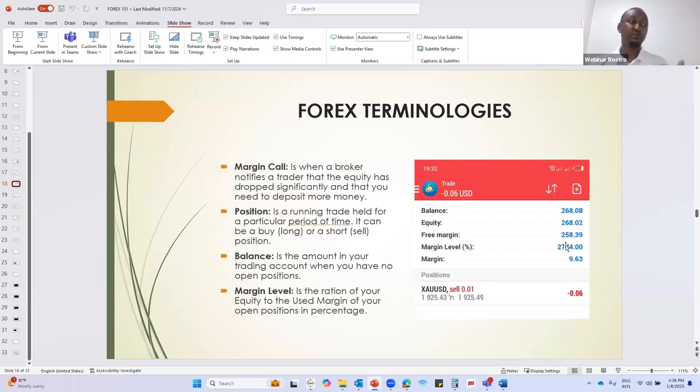So there are two ways you can approach this. You either close some trades, if you don't have funds to deposit, or you can top up some funds if you are sure with your analysis that the price is likely to retrace and go in your direction, right? If you don't do that, then the system will close your trades automatically once you reach the stop out level, which is a margin level of 25 percent.